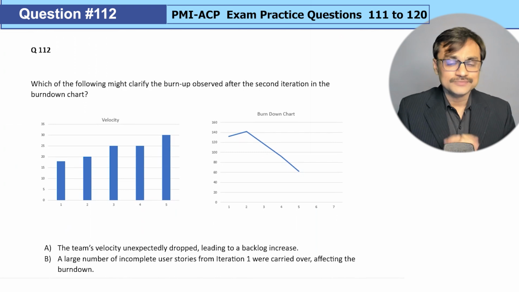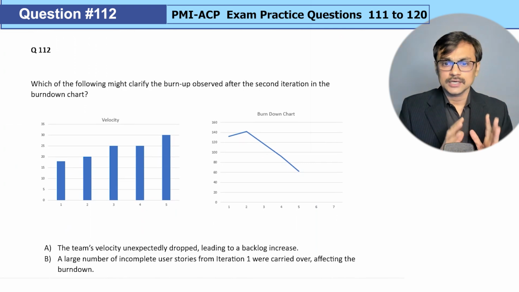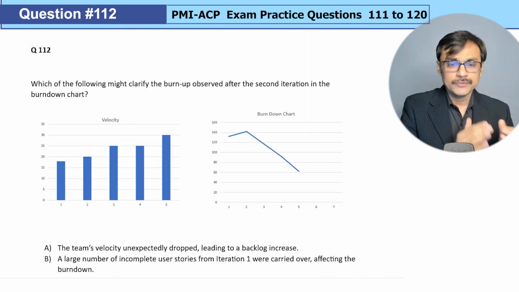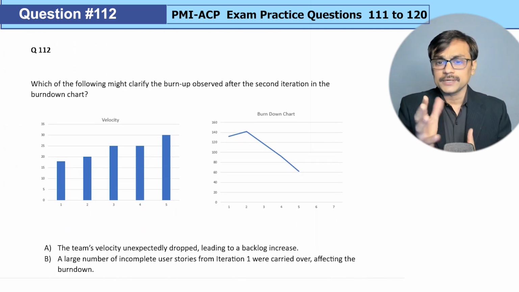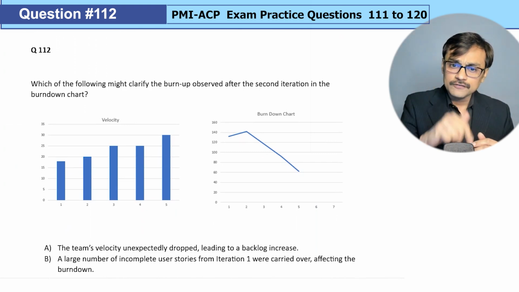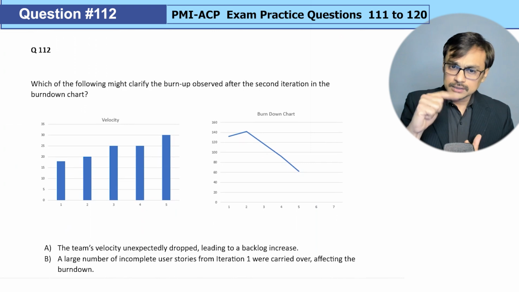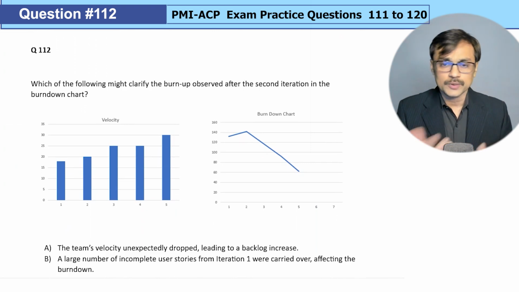Question number 112. Which of the following might clarify the burn-up observed after the second iteration in the burn-down chart? So we have the two charts given. In one place you have a velocity. We see the velocity is consistently growing as we have information. And at the end, in a release level burn-down chart, that's the burn-down chart on the right side. After iteration 1, we had something, and after iteration 2, rather than the burn-down chart going down, it is going up. How can that happen? That's the simple question.